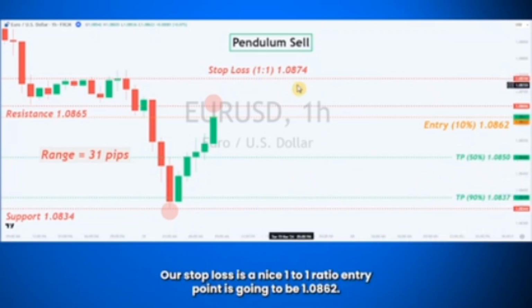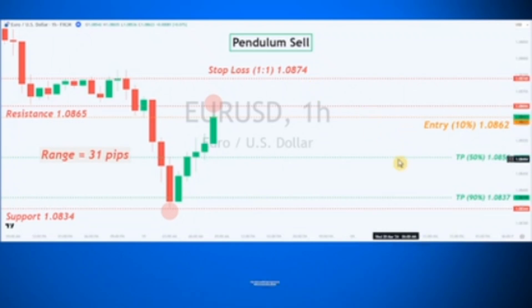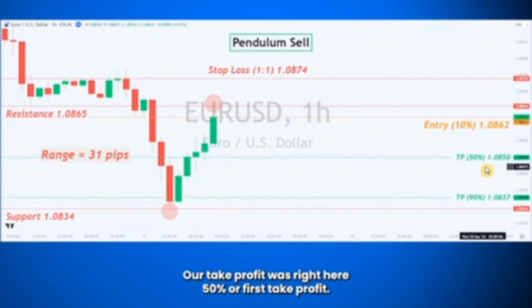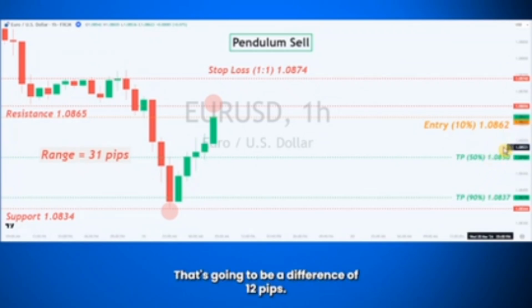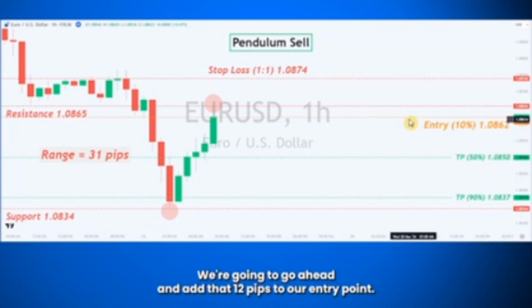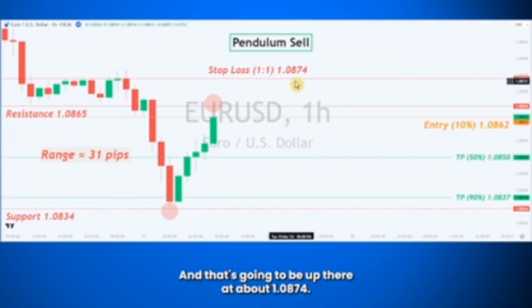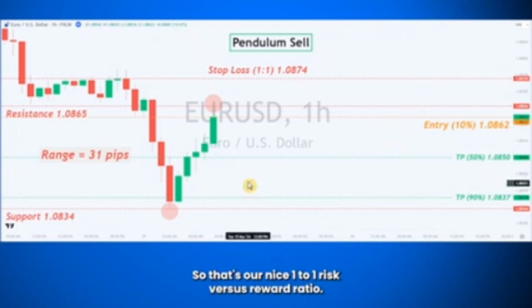Our stop loss is a nice 1-to-1 ratio. Entry point is going to be 108.62. Our take profit is right here, 50%. Our first take profit, that's going to be a difference of 12 pips. We're going to go ahead and add that 12 pips to our entry point, and that's going to be up there at about 108.74. So that's our nice 1-to-1 risk versus reward ratio.